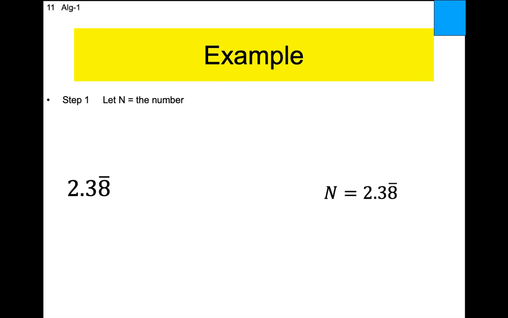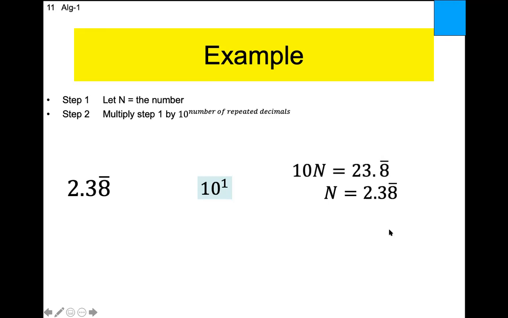Step number two, I look at the bar. How many numbers are underneath the bar? 1. So I'm going to multiply both sides by 10 to the first power. If there were two numbers underneath the repeated bar, like in the next one we do, we would multiply by 10 squared or 100. But this time there's only one, so I'm going to multiply both sides by 10. 10 times n is 10n. If I move the decimal place once to the right, I get 23.8. Can you see that? I'm multiplying both sides by 10.